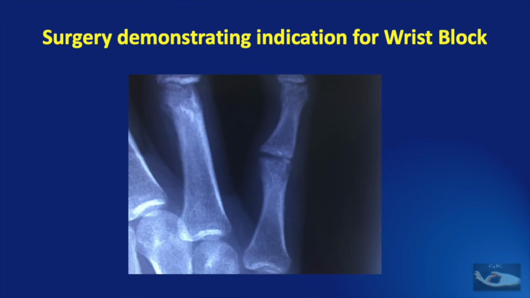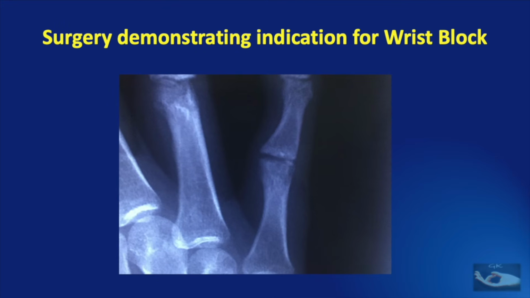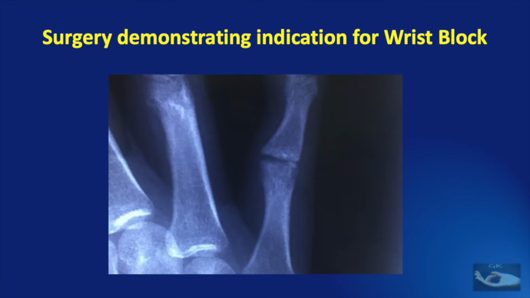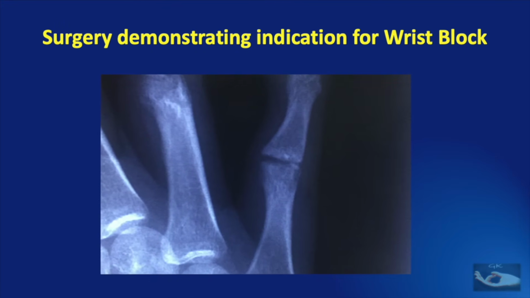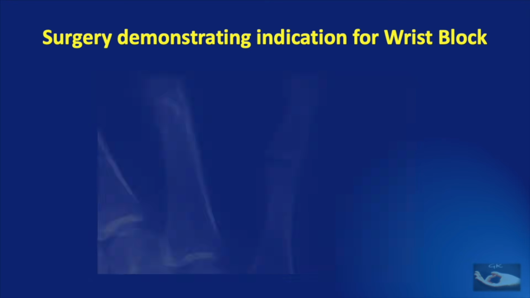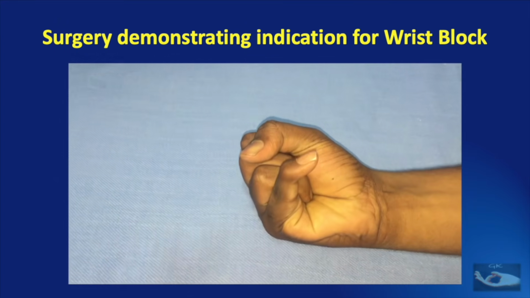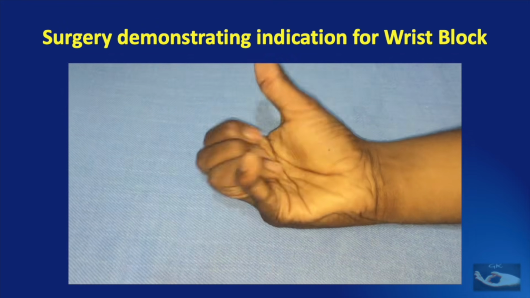The full range of active flexion at the distal interphalangeal joint is available. Hence, this patient needs a release of the proximal interphalangeal joint and a tenolysis. This would be ideal under wrist block anesthesia.